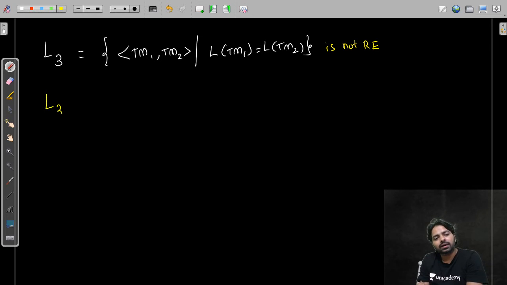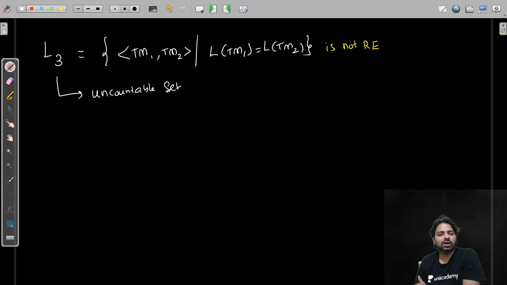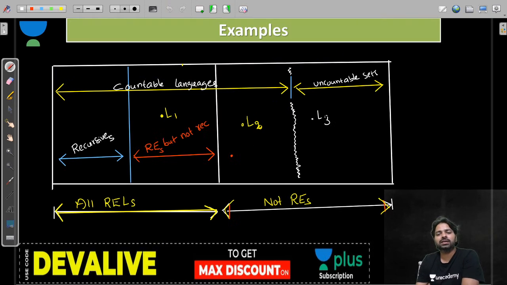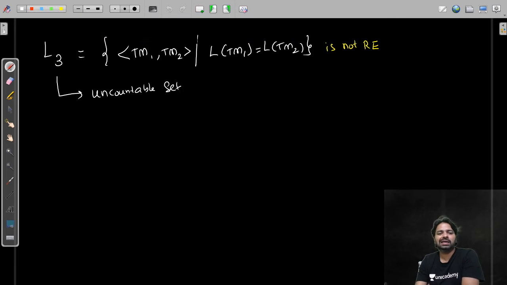And its complement will also be not RE. But both will stand as uncountable here. But I'm not going to talk about the complement here. I'm talking about L3. L3 is also an uncountable set, because there is no way to map this problem to the natural numbers. There's no way to prove its countability. This is an uncountable set. You want to collect the set of all pairs where each pair has two Turing machines which accept the same language. That problem is an uncountable set.